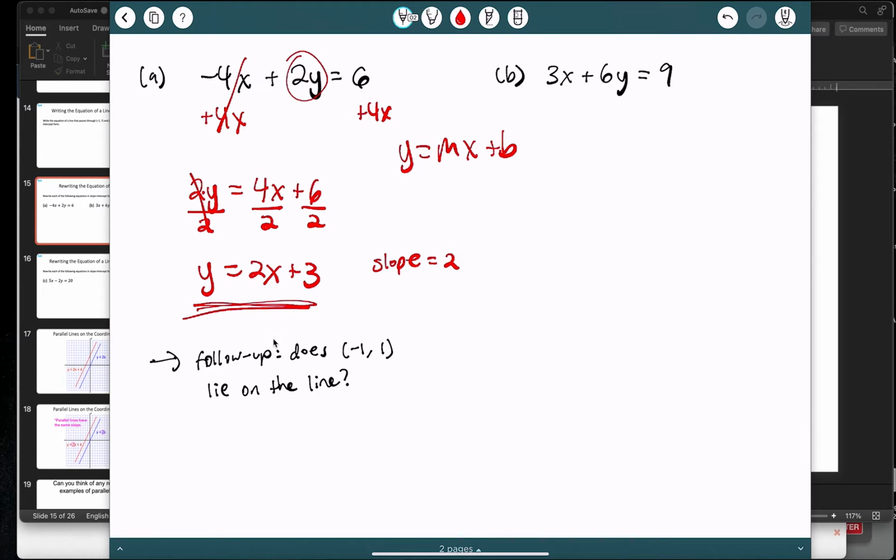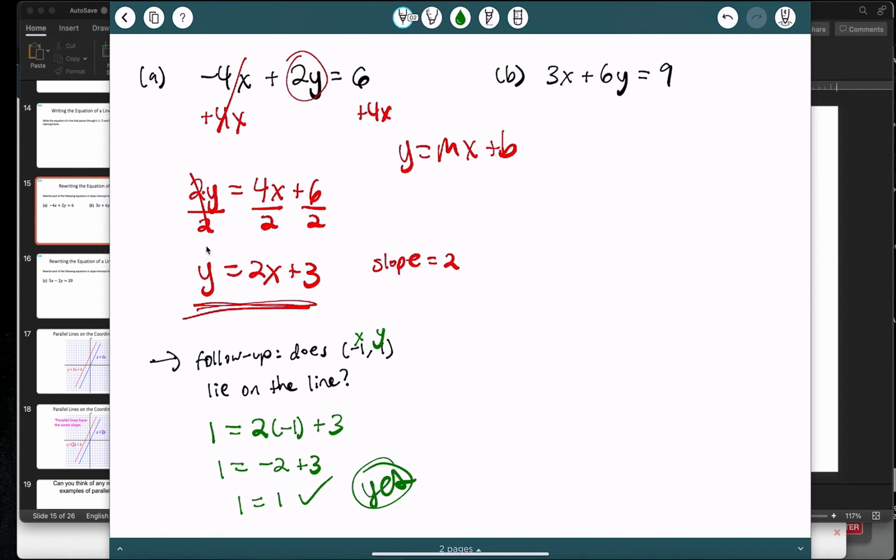Okay, quick follow-up here. Does the point negative 1 comma 1 lie on this line? So remember, I could check by putting in the point, right? This is in x comma y. So if I put in the x and y, it has to make it true, right? So if I put in the y is 1 equals 2. For the x, I could put in negative 1 plus 3. Okay, so 2 times negative 1 is negative 2. Okay, so negative 2 plus 3 is in fact 1. Right, so that is true, so that means it has to lie on the line.